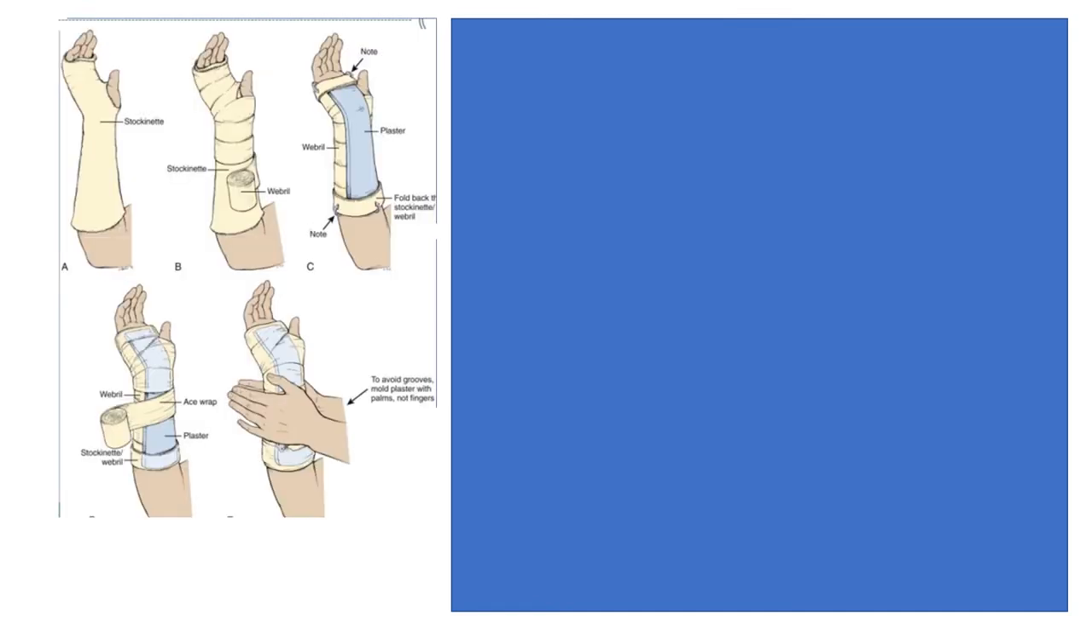Okay, let's go through this again. So you apply your stockinette. You make it a bit longer than you think, usually, because you can always cut it off afterwards. And it's important, when you're done with this part, that you pull down the stockinette so that you have a soft edge of the cast, because the cast becomes quite hard. So you want a soft edge. So pull the stockinette a bit longer than you think.